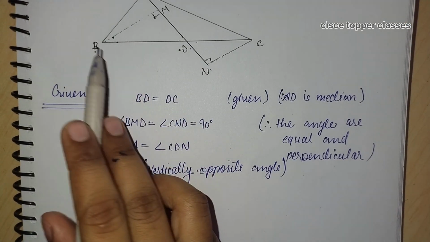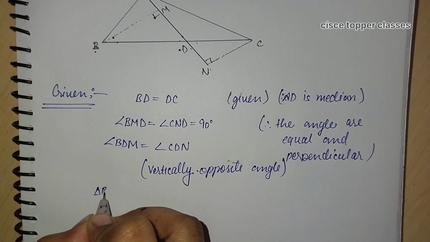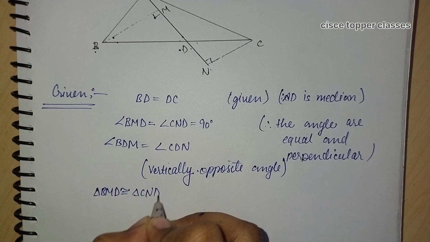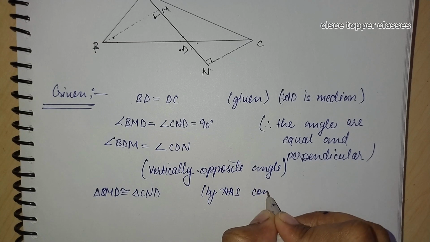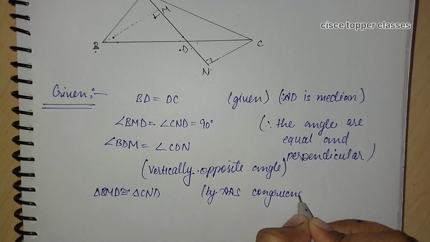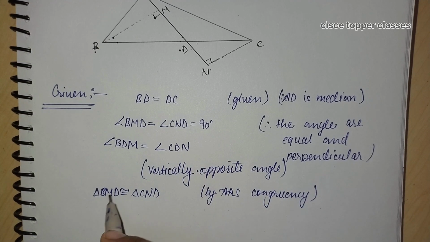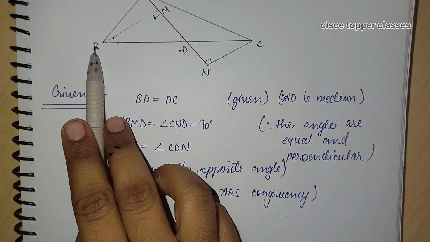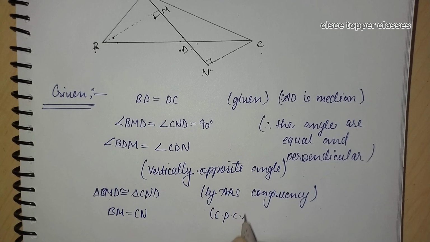Simply we can prove now triangle BMD is equal to triangle CND here. So this will be triangle BMD congruent to triangle CND by angle side congruency. So this is the congruency which is used in this question. Now from this congruency we can simply prove that in this triangle BM is equal to CN as CPCT. So BM is equal to CN because this is CPCT here.